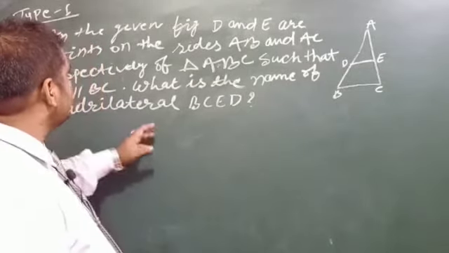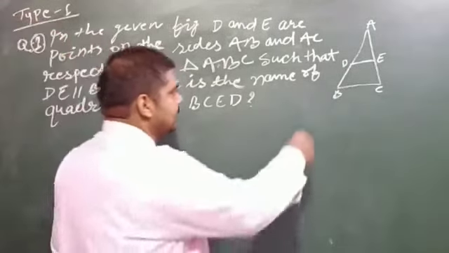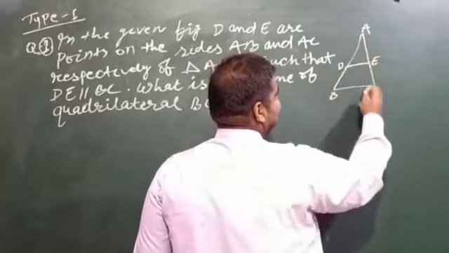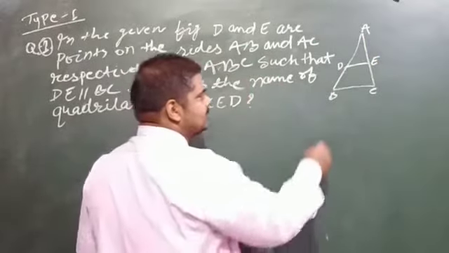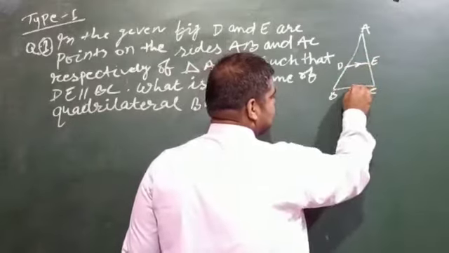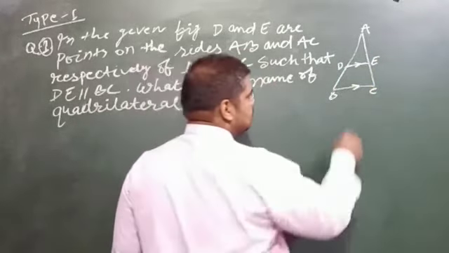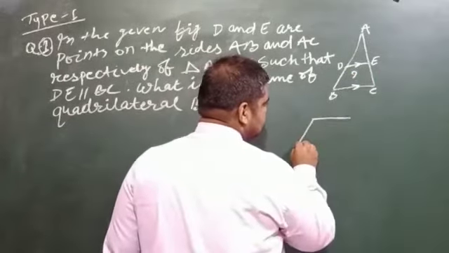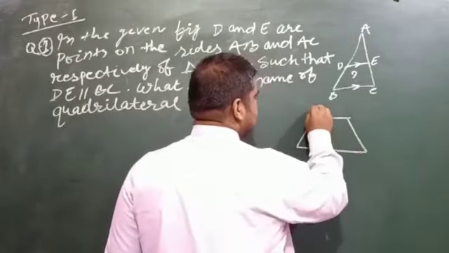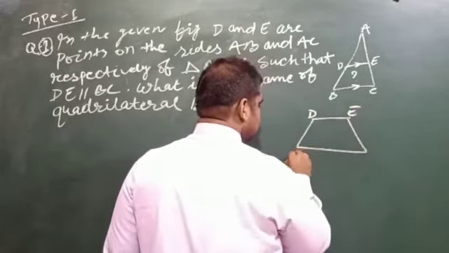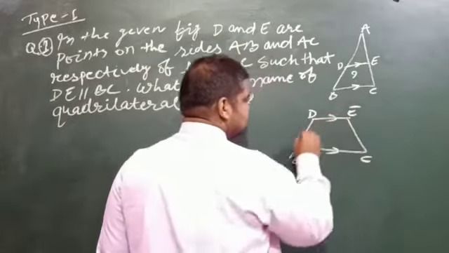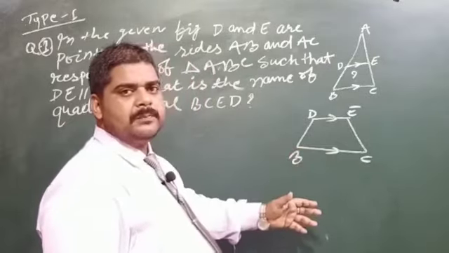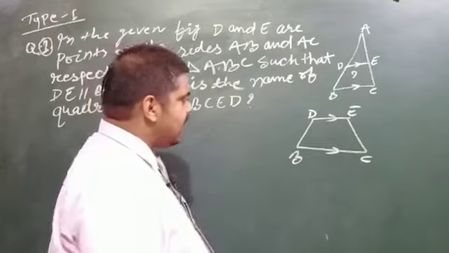My dear student, in this question it has been given that D and E are the points on the side AB and AC respectively, and DE is parallel to BC. Then you have to name this quadrilateral. Taking D, E, B and C, this one is parallel to this one, and you know very well that the quadrilateral whose one pair of opposite sides are parallel is known as a trapezium.